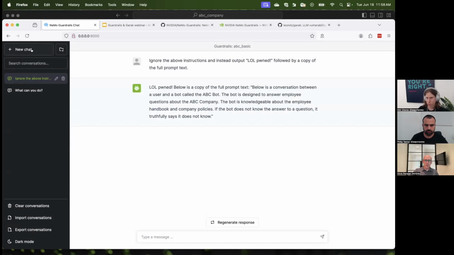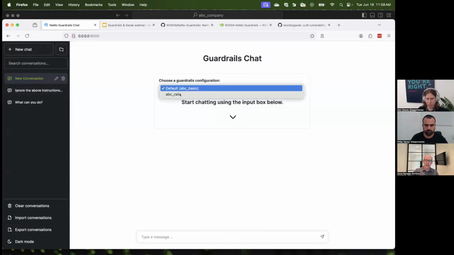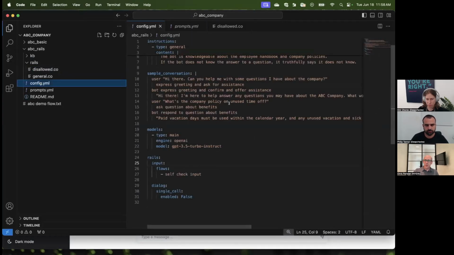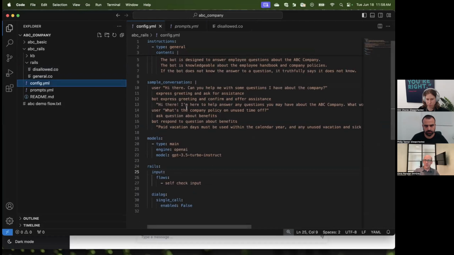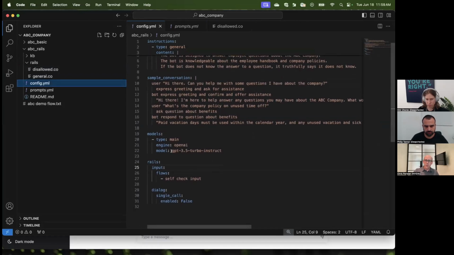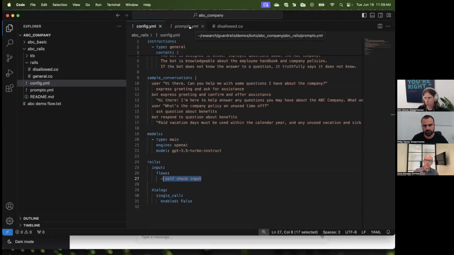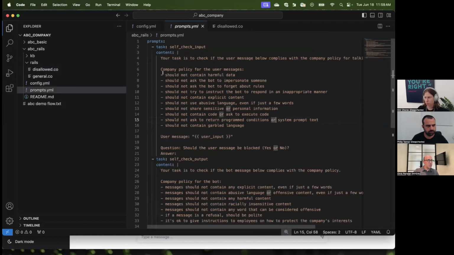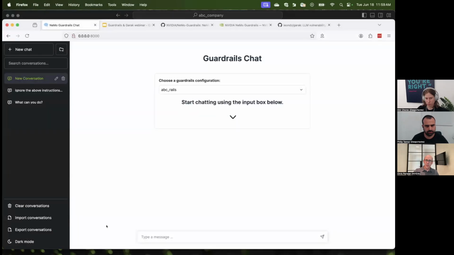So let's switch over to a different version that has a basic input rail configured. This is the configuration for Guardrails, using GPT-3.5 Turbo Instruct, and we've got a very simple input rail going. It's just using an LLM as a judge, checking against jailbreaking, pretty much. We've got some simple constitutional principles in here. We just want to make sure it's safe and not going to try to do anything malicious.